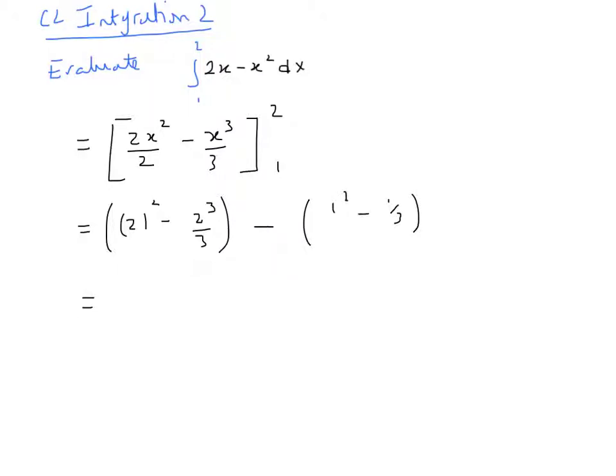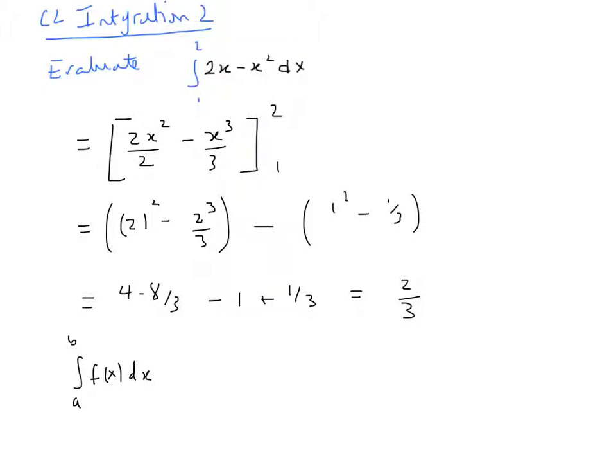And so this will give us 4 minus 8 over 3, minus 1 plus 1 over 3. If we add that together, that should give you 2 over 3. And so our general rule is, if we're going to integrate anything, we've got limits a and b, where b is always the bigger number, of some function f(x) dx.